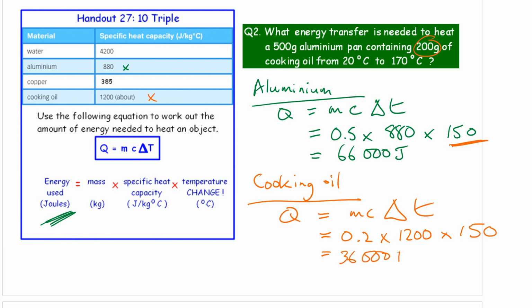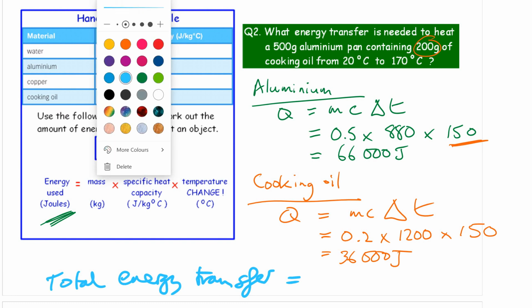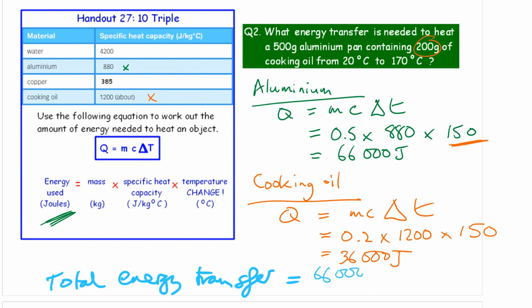$36,000 joules. Then all you do is add those two values together. Total energy transfer equals 66,000 add 36,000 gives us 102,000, and we're looking at energy transfer. It's the amount of joules. Okay.